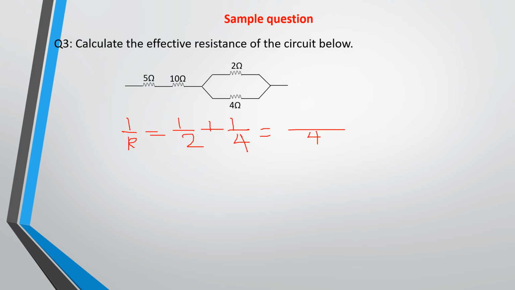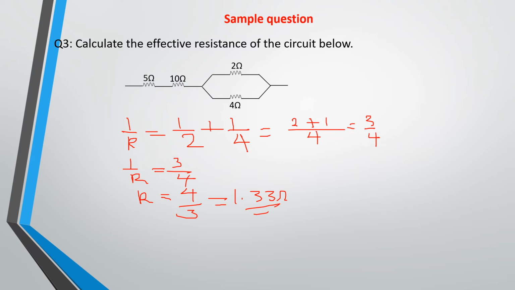2 divided by 4 is 2 plus 1, which gives us 3 over 4. So R over R equals 3 over 4. Then R equals 4 over 3. So if you divide that out, you're going to have 1.33 ohm as your overall resistance for this particular parallel arrangement. The overall resistance equals 1.33 ohm.